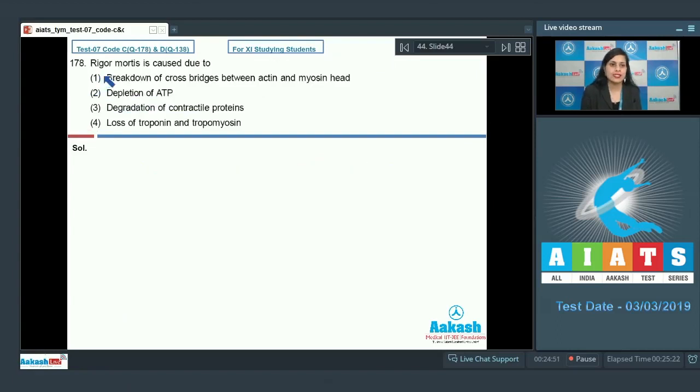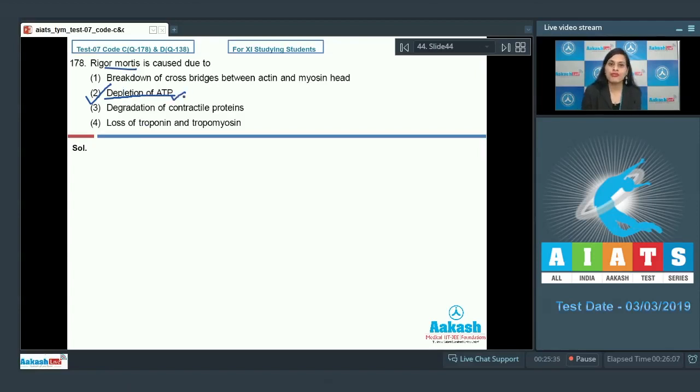Question number 178. Rigor mortis is caused due to, and the very first option is breakdown of cross bridges between actin and myosin head. The second option is depletion of ATP. Third option is degradation of contractile proteins. And the last option is loss of troponin and tropomyosin. And the correct answer to this question is option number 2, depletion of ATP causes rigor mortis.